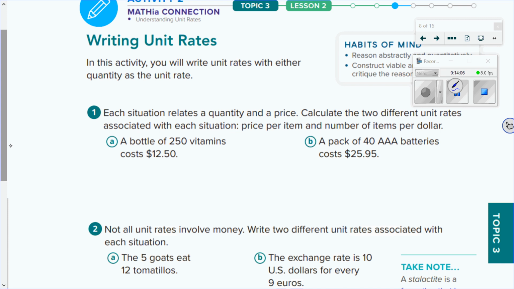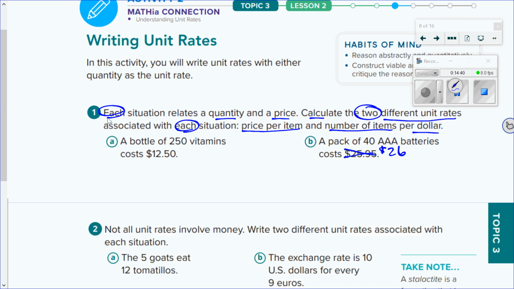Okay? So each situation relates a quantity and a price. Calculate the 2 different unit rates associated with each situation. Price per item and number of items per dollar. So we're going to do each of these in 2 ways. I'm going to show you the initial setup to give you an example on how to go with them. Oh, yeah. And we're also going to change this. We're going to make that $26 instead of $25.95 to make the math a little easier for you.